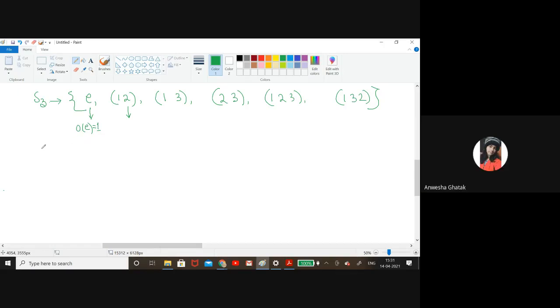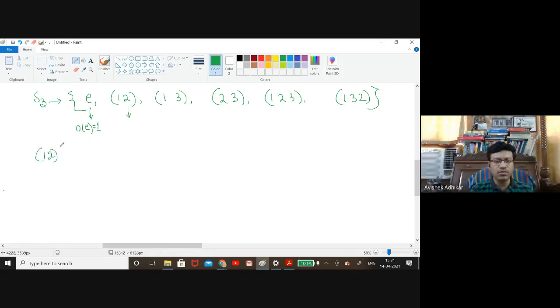Okay, 2. Let's check. If it is order 2, then the square of this should be E. So, let us try to find the square of (1 2). So (1 2) composition (1 2). Now can somebody tell me what is this value? As I mentioned, I need to start with this side. So 1 goes to 2, 2 goes to 1, and 3 goes to 3.